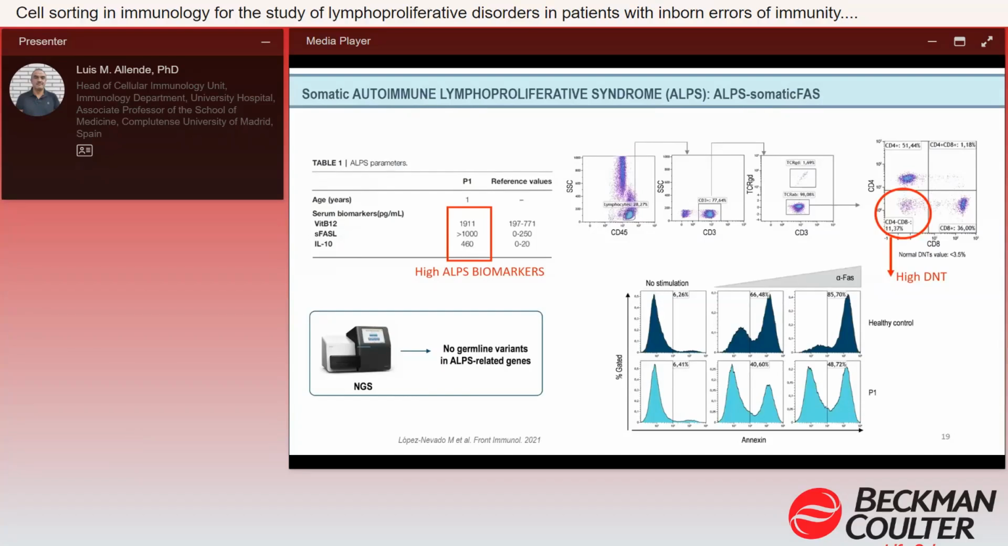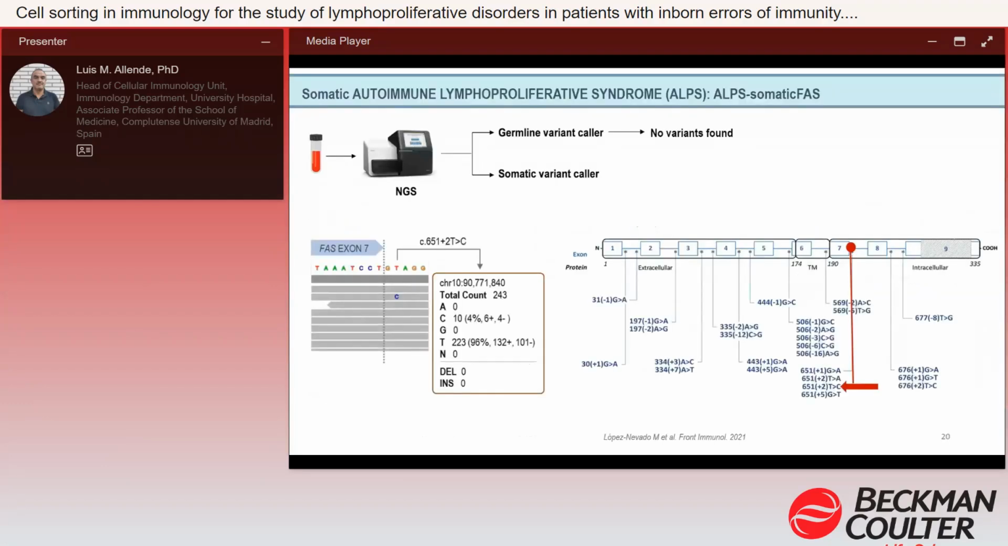This is an example of a baby. He was 1 year old when he was diagnosed with high ALPS biomarkers and DNTs, where no germline variants in ALPS-related genes were identified. In this case, a somatic mutation should be ruled out. The patient showed a somatic mutation in the Fas gene. In whole blood, the mutation is represented at 4% and only has 10 reads.